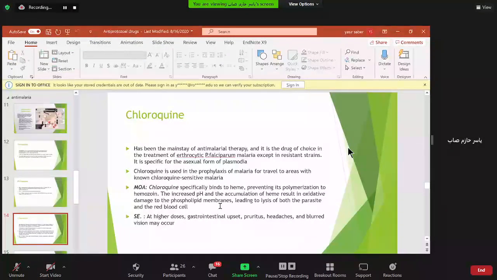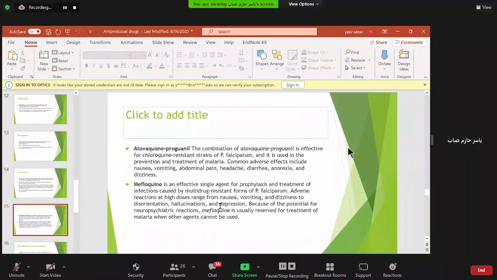At higher doses, side effects can include gastrointestinal upset, pruritus, headache, and blurred vision. Atovaquone-proguanil: this combination is effective against chloroquine-resistant strains of Plasmodium falciparum, and it is used in the prevention and treatment of malaria. Common side effects can cause nausea, vomiting, abdominal pain, headache, diarrhea, anorexia, and dizziness.